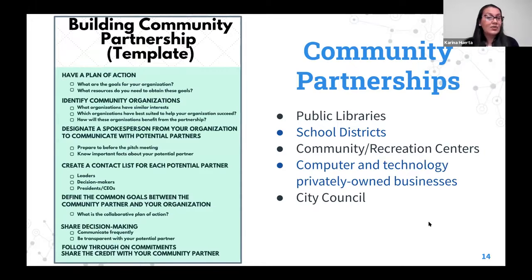School districts already have a strong connection with families in your community, so it would be super beneficial to partner with them. You'll reach community members that may not already visit the library. And like school districts, community or recreation centers already have a strong connection with individuals who could benefit from learning about the ways your library can help them connect to the internet and other resources.